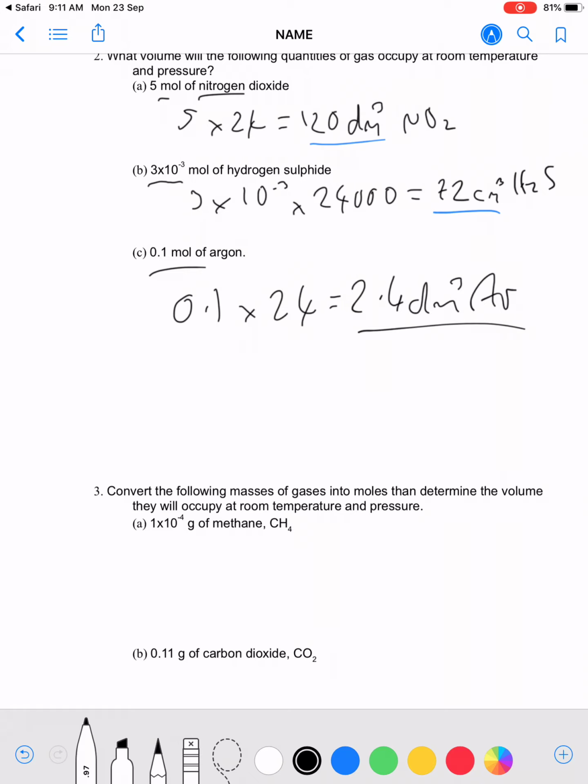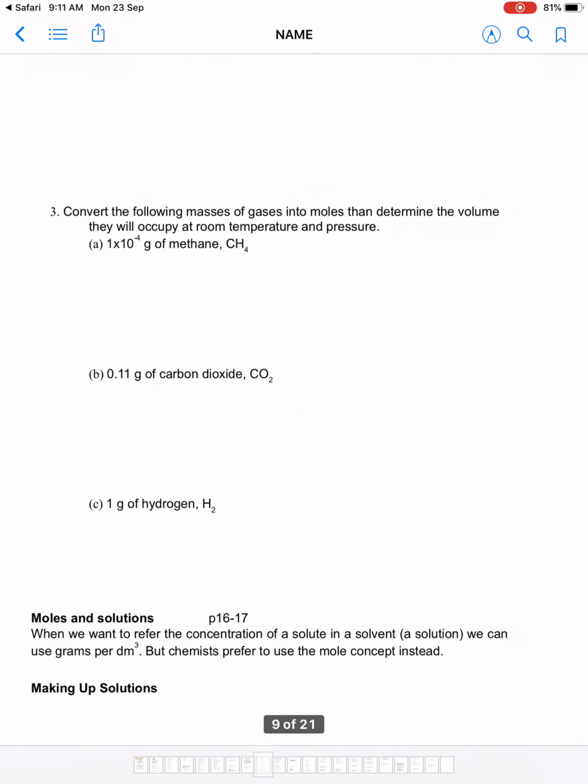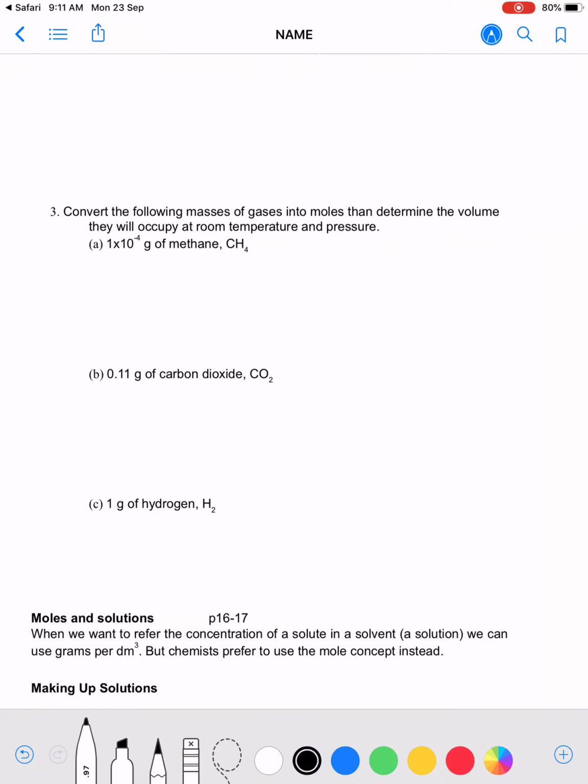Cool, okay. So, next type of problem, convert the following masses of gas into moles. So we're going to convert mass into moles. We're going to have to use moles is mass over molecular mass, aren't we? So the Mr of CH4 equals, well, carbon is 12 and hydrogen is 1, so it's 12 plus 4 times 1, so that equals 16. So the 12 came from the carbon, the 1s came from the hydrogen, that equals 16.